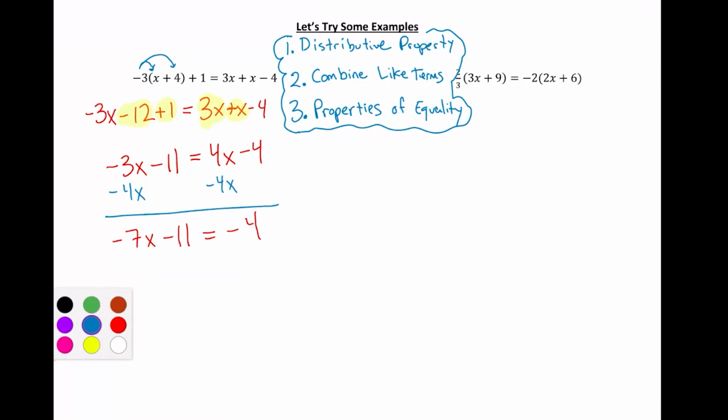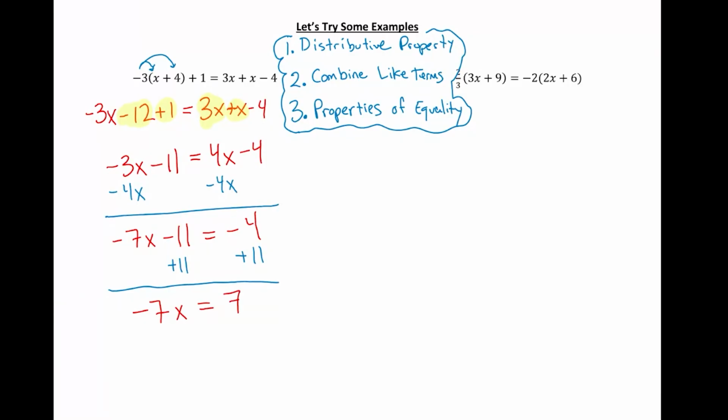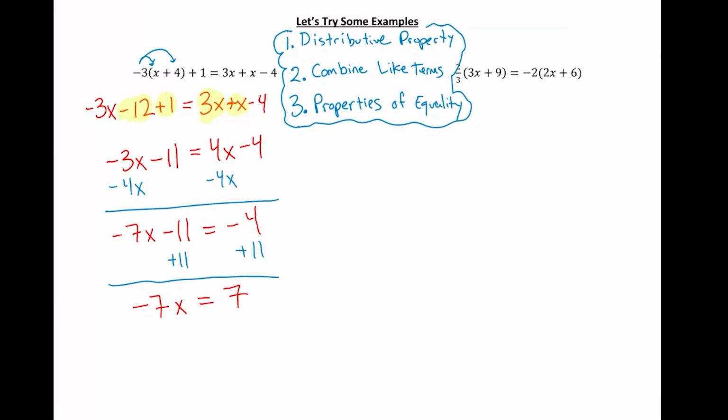Then I'm going to take care of the addition or subtraction before multiplication or division. In this case, I want to add 11 to both sides. That gives me -7x equals 7. And finally, I can get my answer by dividing both sides by -7. And 7 divided by -7 is -1.